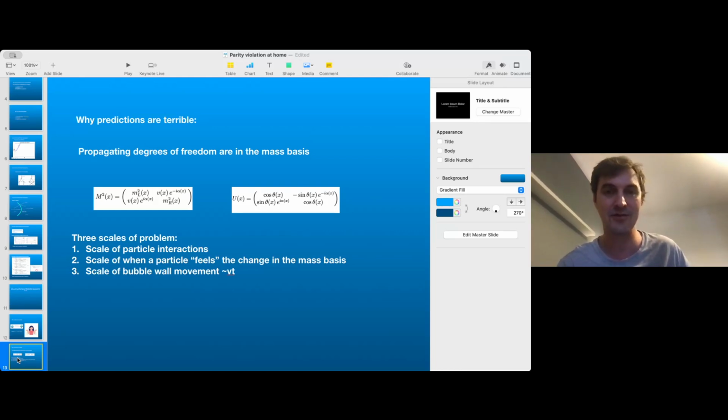And ultimately, I think physics is always a big mess when you have different scales talking to each other. Ultimately, this is why quantum gravity is so hard, right? And here we do have different scales which matter. We have the scales of particle interactions, we have the scales when a particle feels the change in mass basis, and the scale of bubble wall movement.